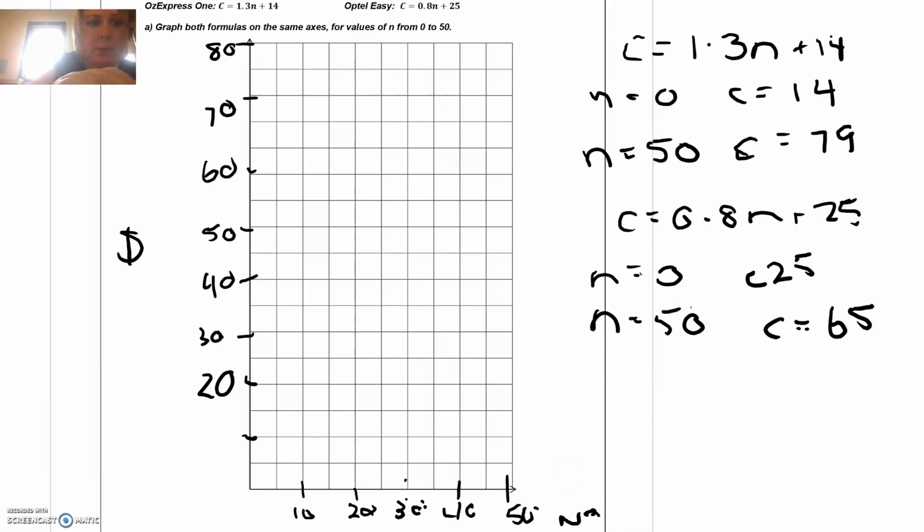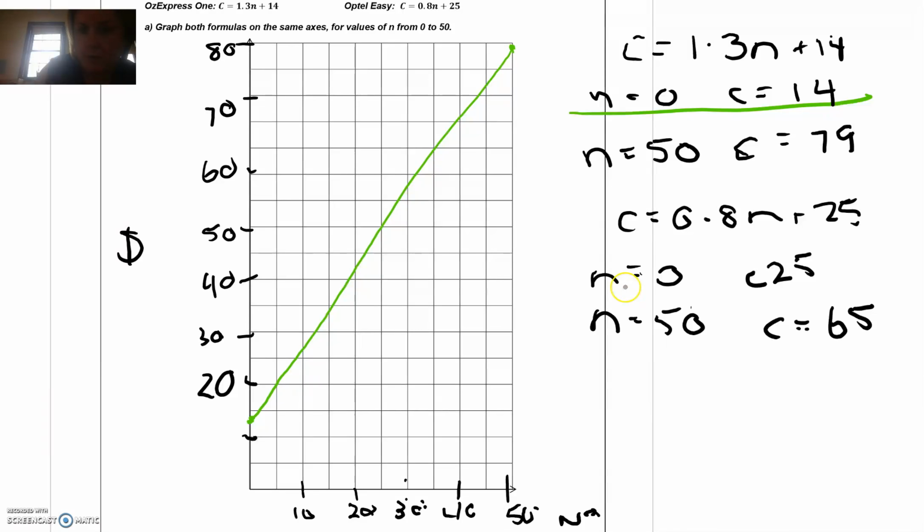Now, I only need 2 points to draw a line. 0, 14. And 50, 79. And there's one. The other one, I'll do it in brown, 0, 25, 50, 65. And they intersect.